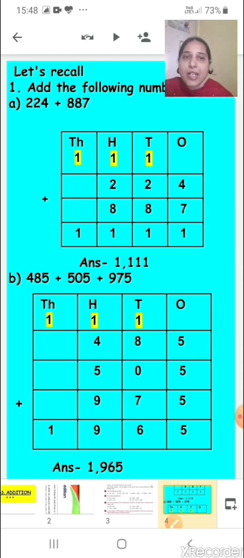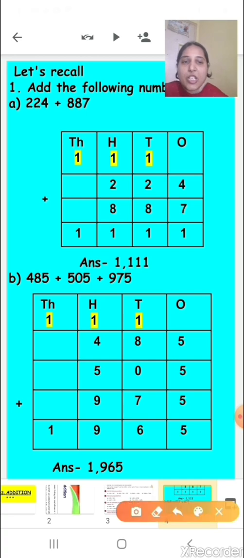First we will add the digits at the ones place. So what are the digits at the ones place? 4 and 7. So 4 plus 7 gives a 2-digit number, that is 11. So 1 we will write here, and the other 1 will be carried over to the digit at the tens place.